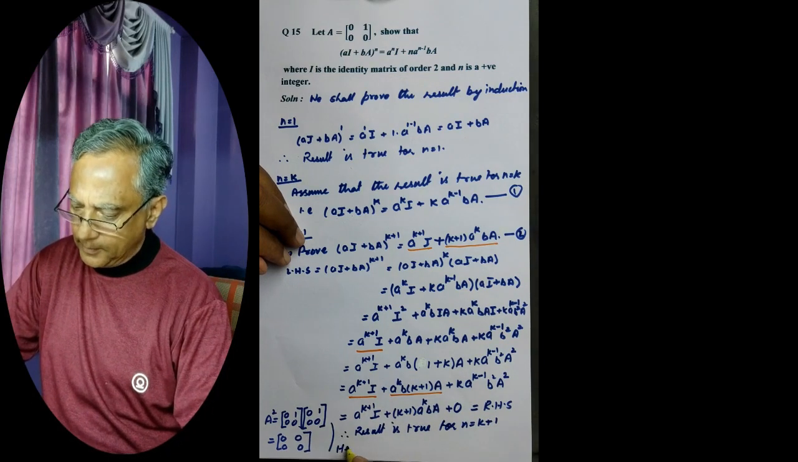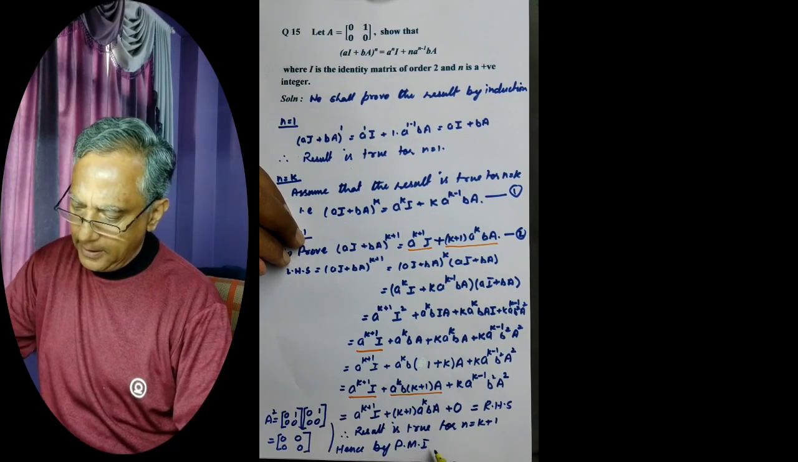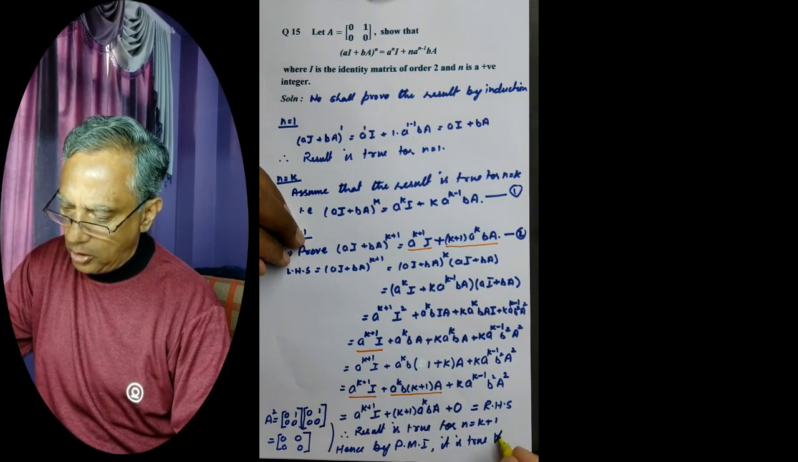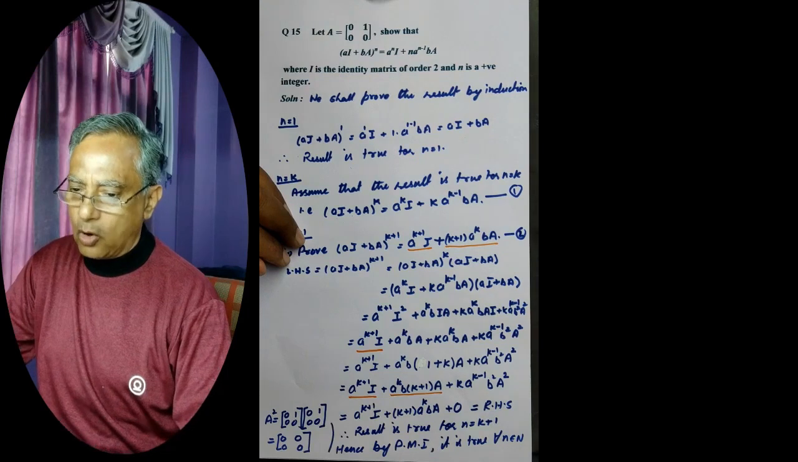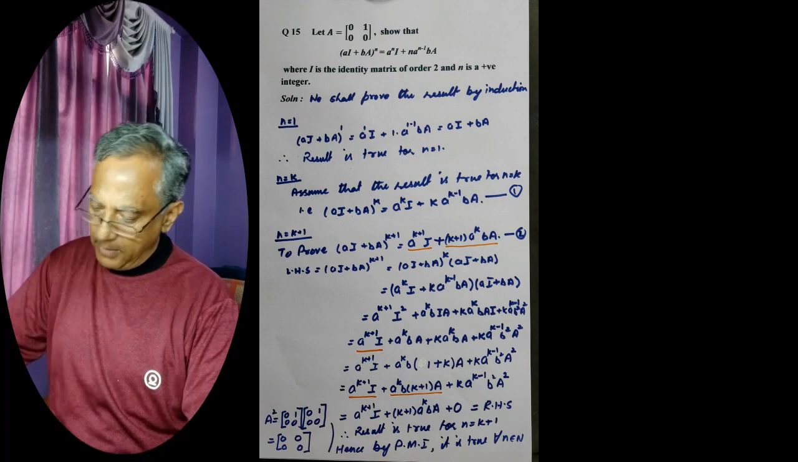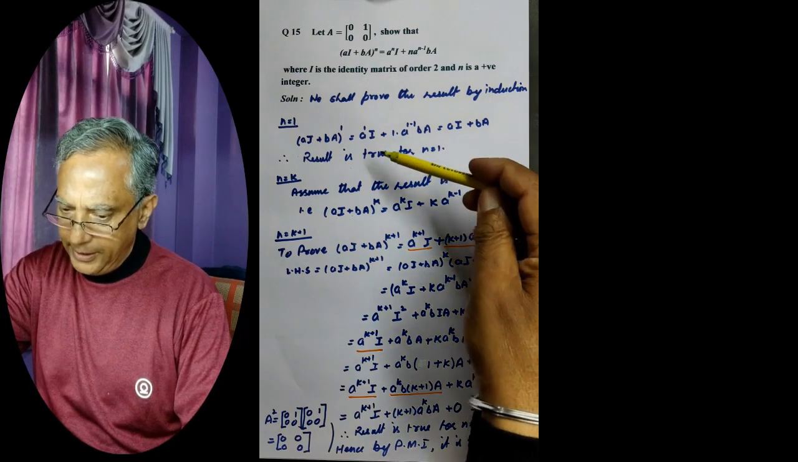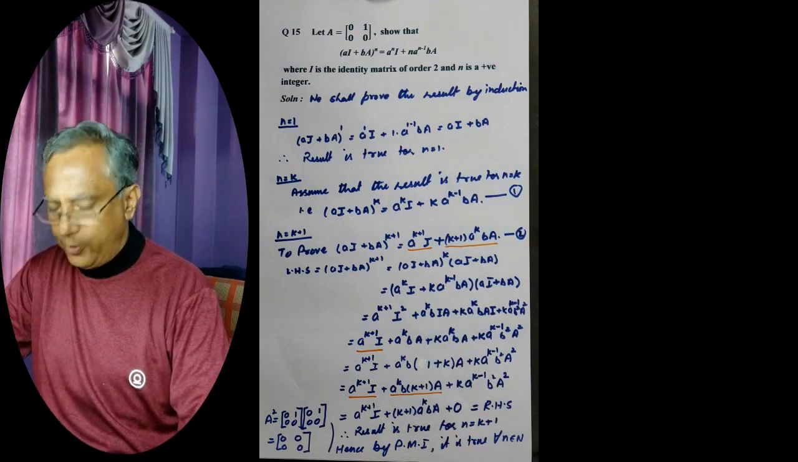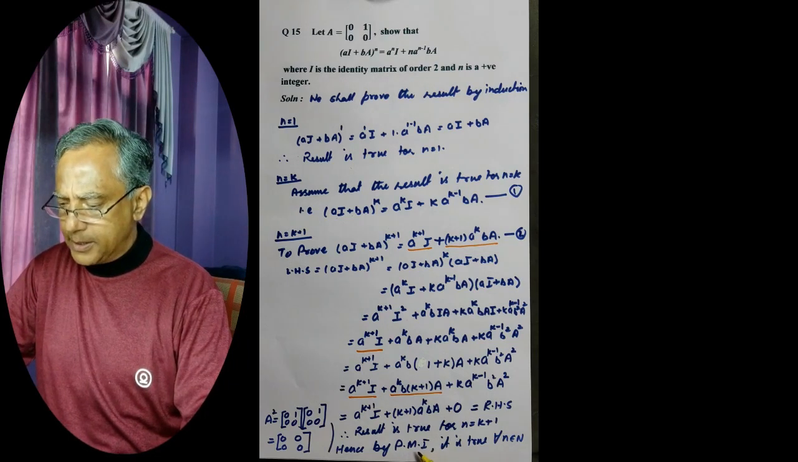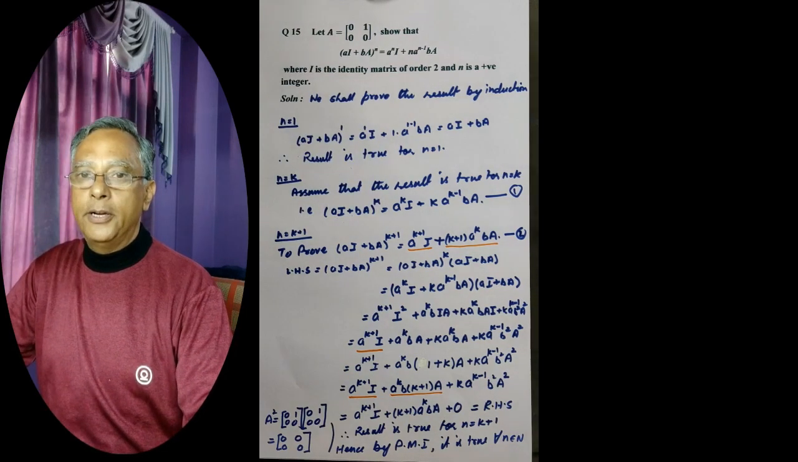Hence, by principle of mathematical induction, it is true for all n belonging to N, that is, for all positive integers. You must write this line. These three steps are true, and therefore we can apply the principle of mathematical induction. And by the principle of mathematical induction, we can conclude that this result is true for all n belonging to N.